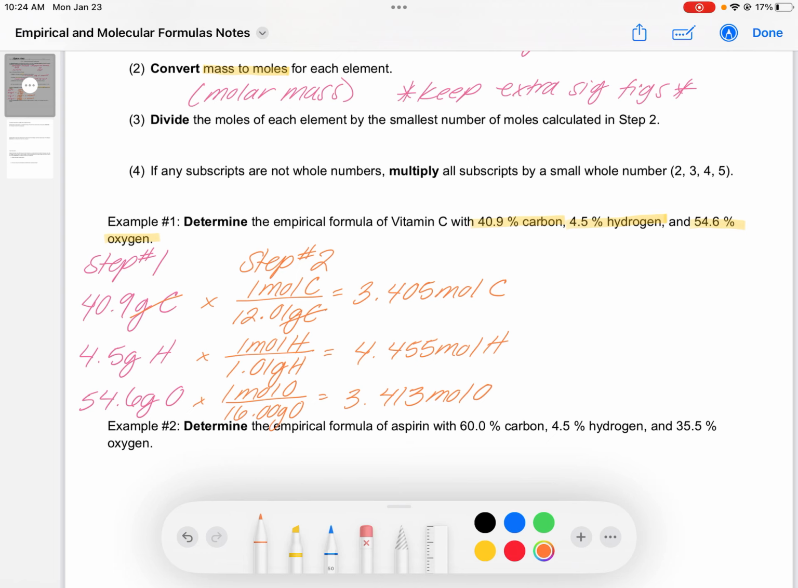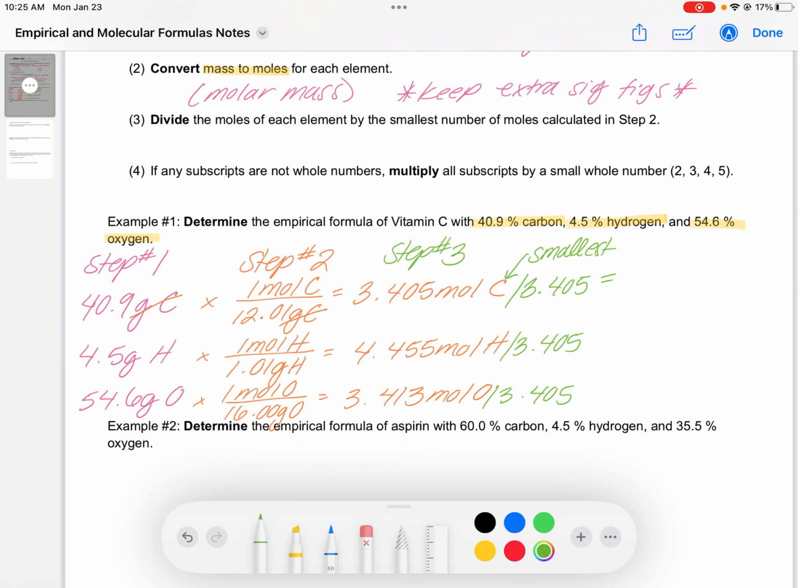Step number 3 says we need to divide the moles of each element by the smallest number of moles calculated in step 2. When I look at the moles that I calculated in step 2, 3.405 is the smallest number. And so, like step number 3 says, I'm going to divide each element by this number. So I'm going to divide each element by 3.405. This is step number 3. And I am going to calculate this out and see what I get.